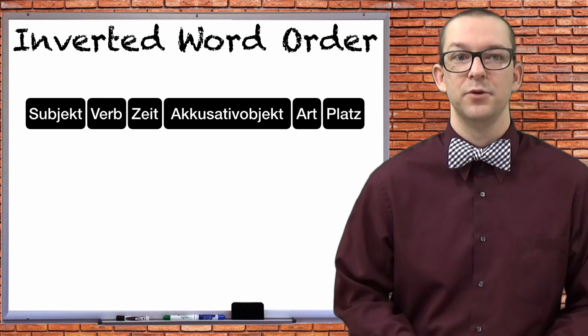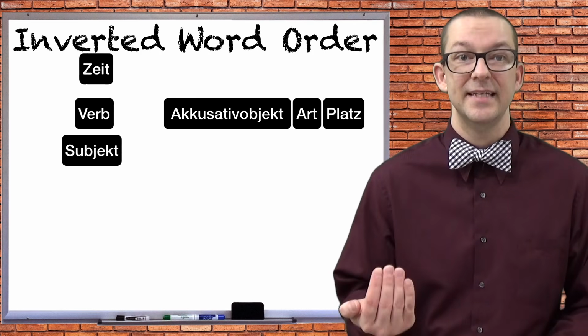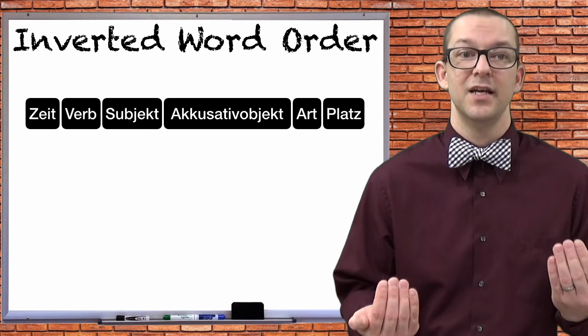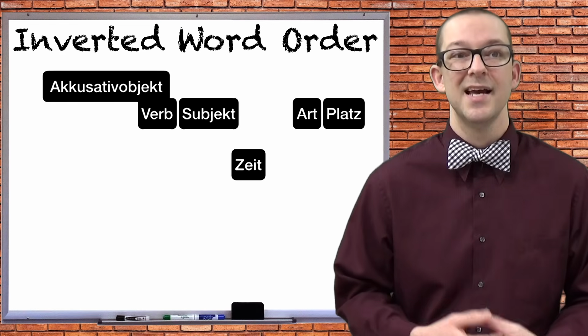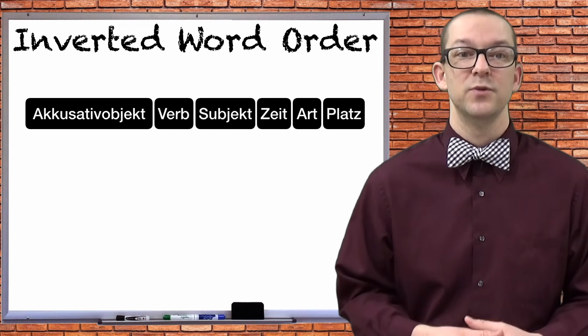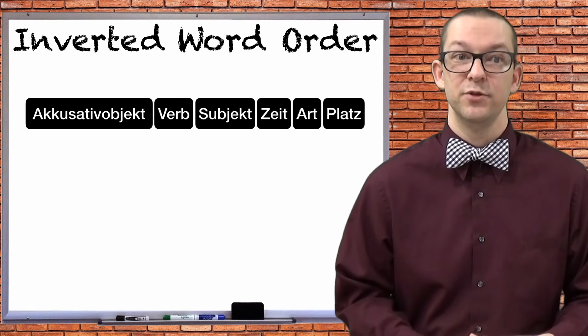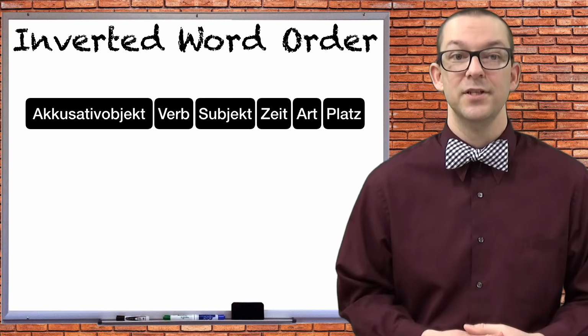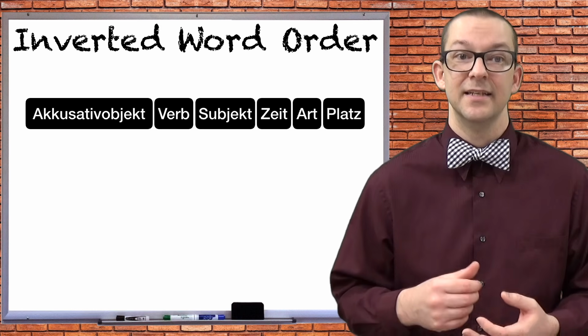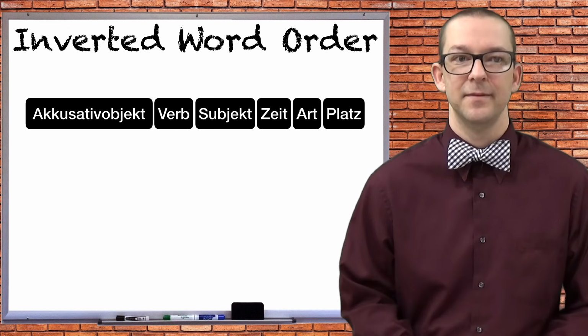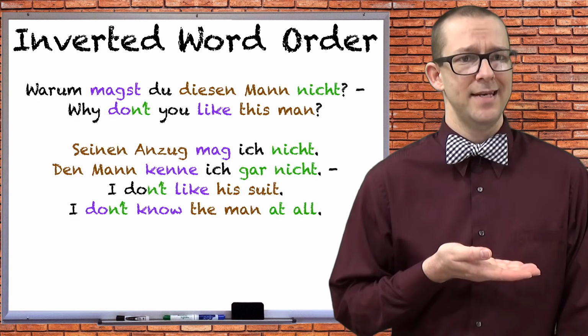In the last video, I told you that you can put the time element at the beginning of the sentence and push the subject over to the other side of the verb. Time isn't the only thing that can be moved over like this. Technically, you can start a German sentence with pretty much any of the elements that I've introduced you to today. This even includes the direct object. This is done to show special emphasis on the thing at the beginning of the sentence and should be used sparingly. Warum magst du diesen Mann nicht?